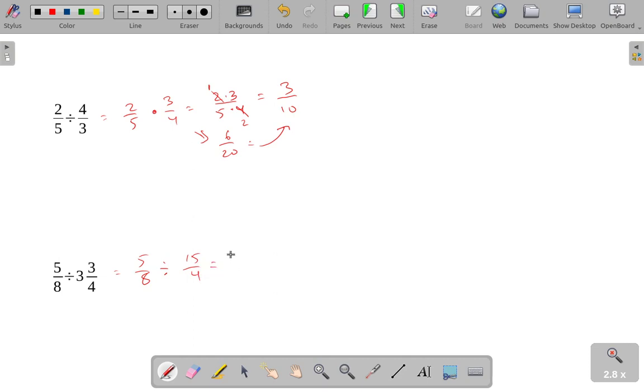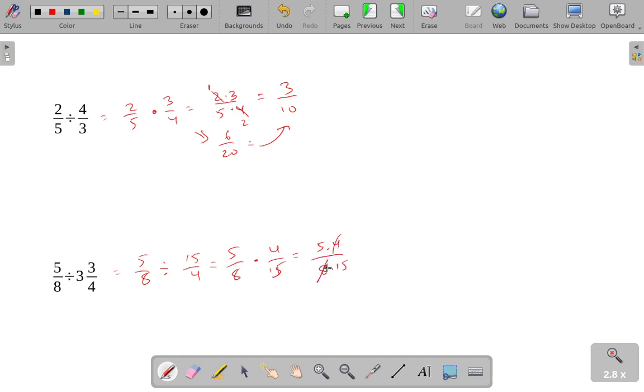That's easy enough. 5/8 times 4/15. I'm now changing this from dividing by a fraction to multiplying by its reciprocal. So you can see the 15/4 flipped upside down. And now let's go ahead and push these things together. 5 times 4 over 8 times 15. You can see there's some cancellation that can take place here.